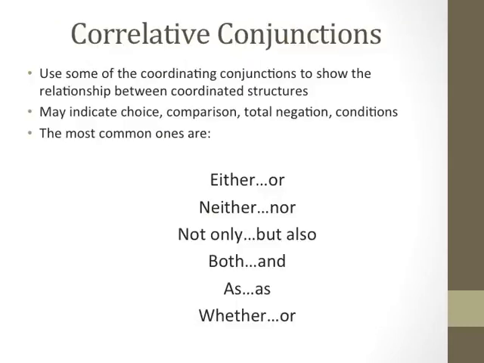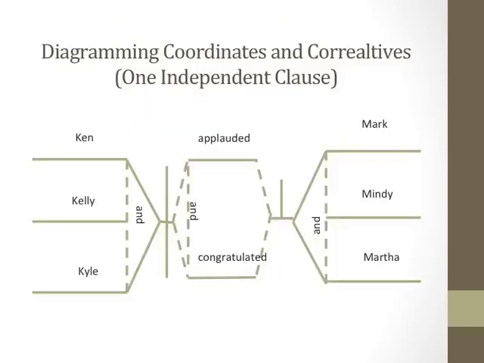Which leads us to our third set of conjunctions, which are the correlative conjunctions, okay? In correlative conjunctions, you'll see that they're using some of the coordinating conjunctions as well as some of the subordinating conjunctions to show a relationship between different structures, okay? So it may indicate a choice, a comparison, a negation, conditions, and the ones you usually see are either/or, neither/nor, not only/but also, both/and, as, whether/or, okay? And that could also be whether or not, right? And so this is setting up a sentence where you have two smaller parts that are of equal importance.